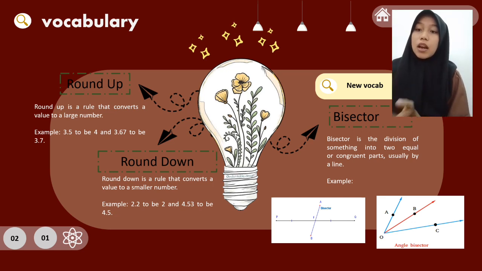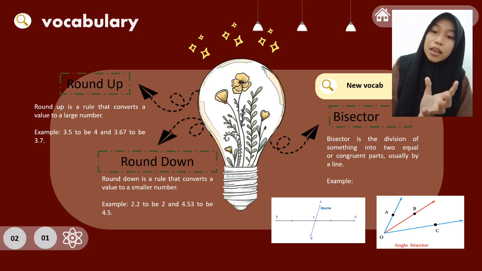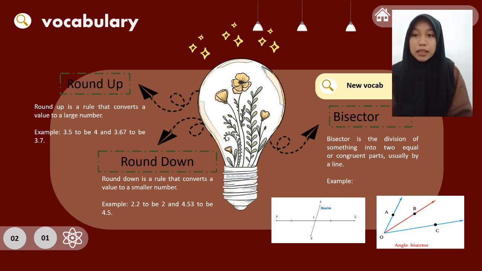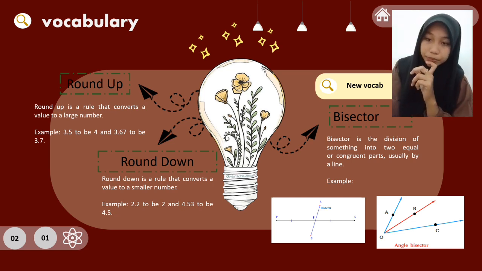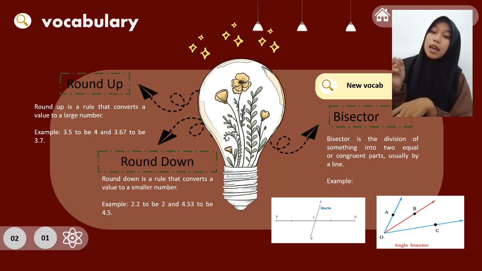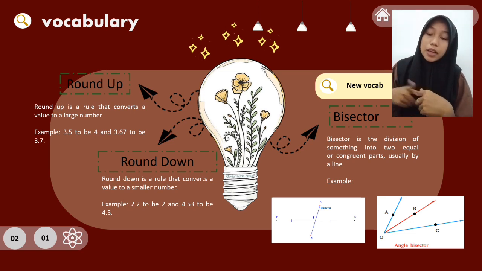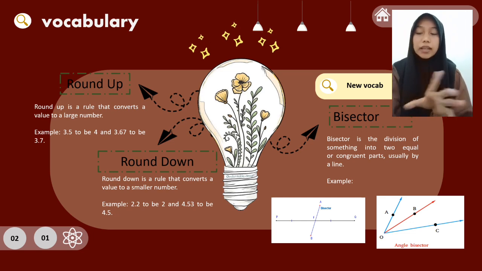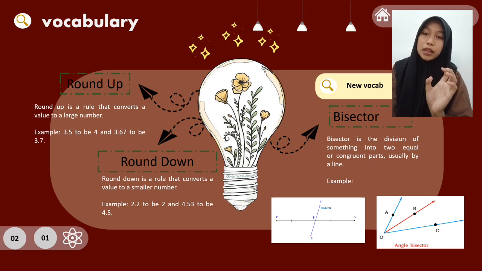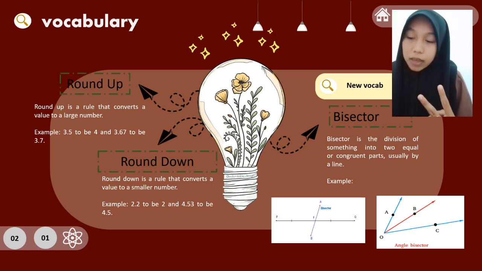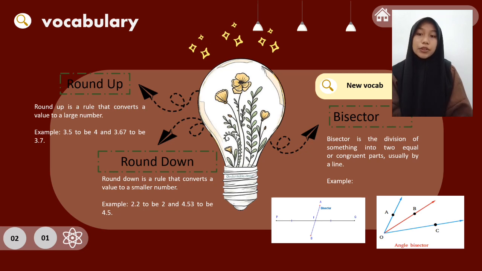Next, we have bisector. In Indonesian we say garis bagi. Bisector is the division of something into two equal or congruent parts, usually by a line. This is the example. We have line A and we have line C, and line B divides the angle between line A and line C into two angles with congruent parts. So the line B is a bisector.